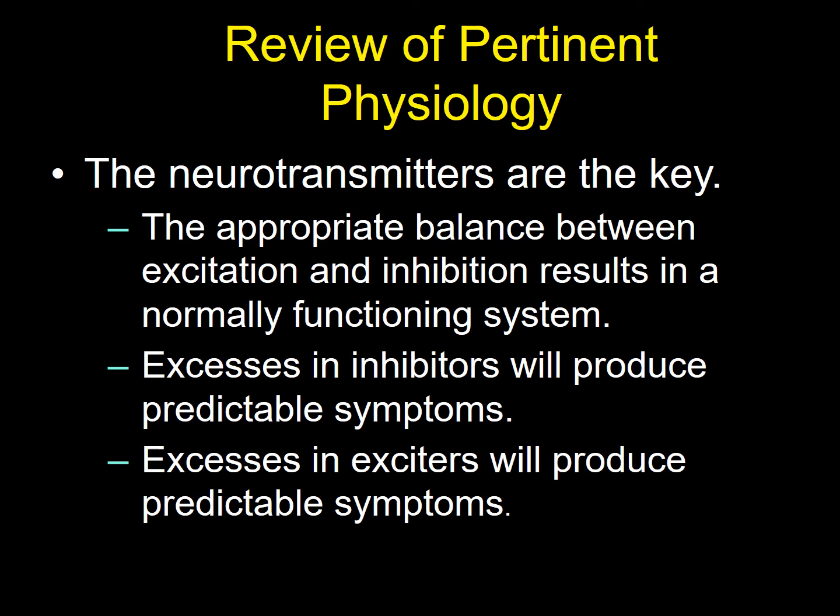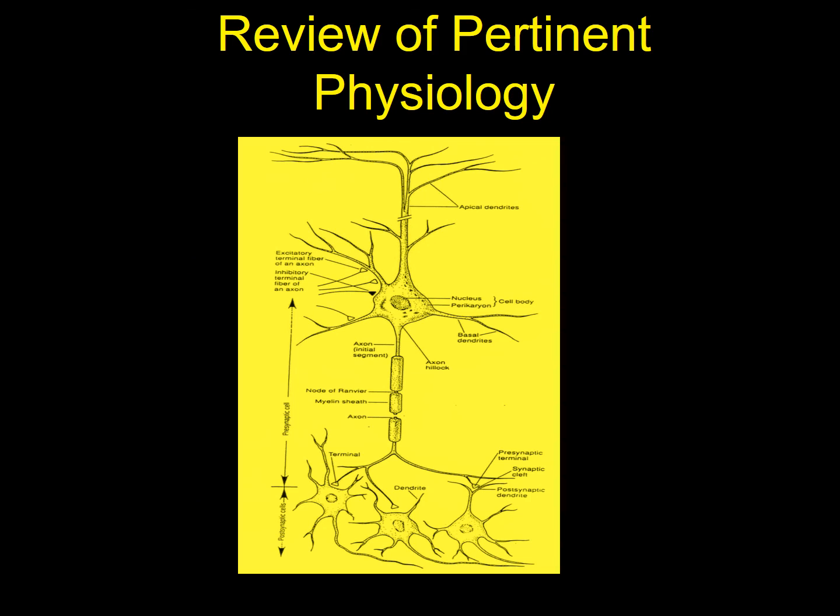If you have excesses in inhibitors, it will produce a predictable set of symptoms. Some disease states are characterized by too much inhibition of neurons. Other disease states are characterized by too much excitation. So excesses in either way, either edge of that seesaw flies up, you're going to have a problem. So our job with drug therapy usually is to try to normalize that seesaw again, get things back to a steady state.